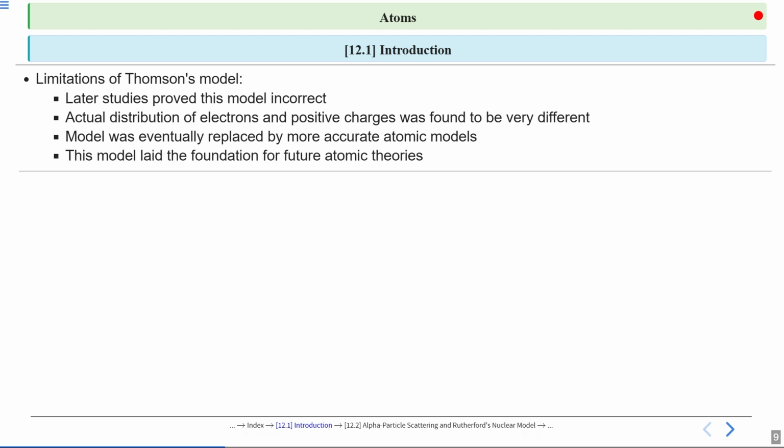So even though Thomson's model was incorrect, it laid the foundation for future atomic theories. It encouraged scientists to keep questioning and experimenting, which is a key part of how science progresses.